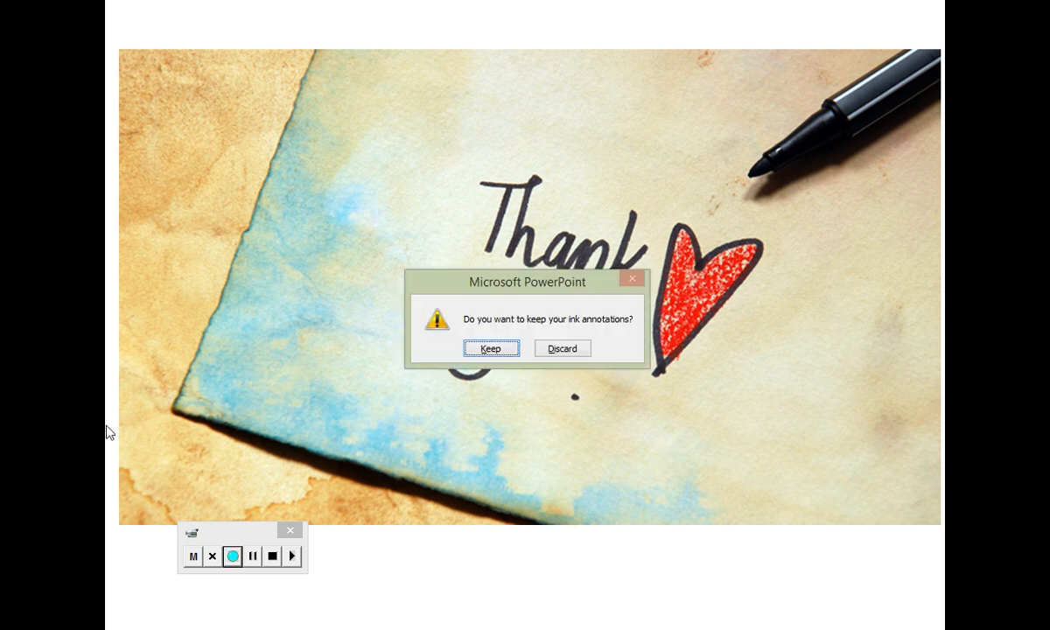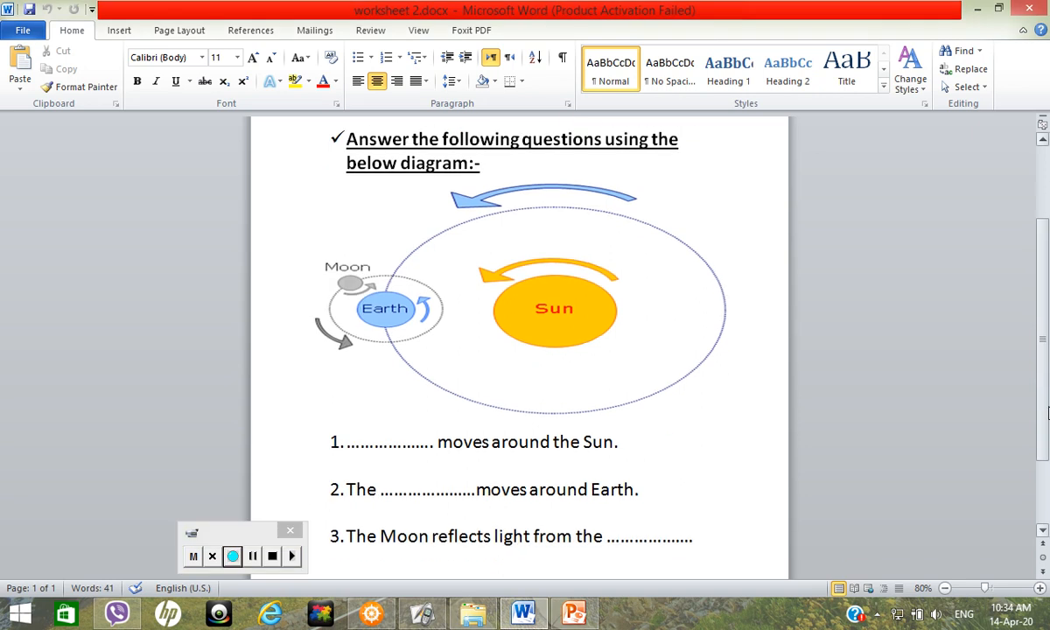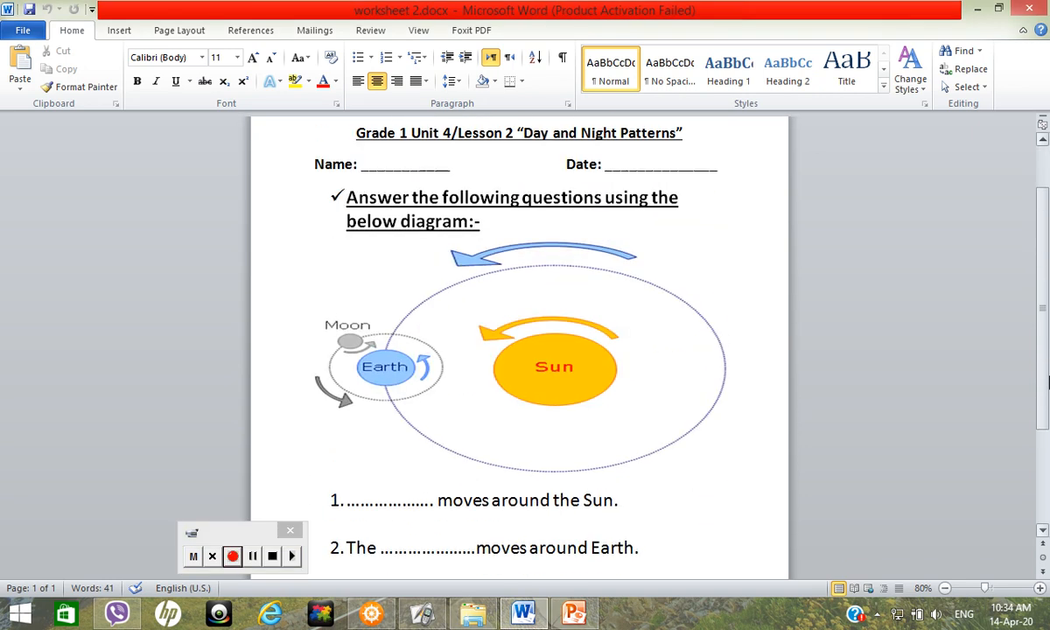You are going to solve the worksheet. I will show it to you now. Here is your worksheet. You will solve it and you will send it back to me.